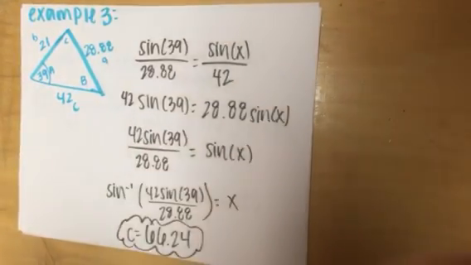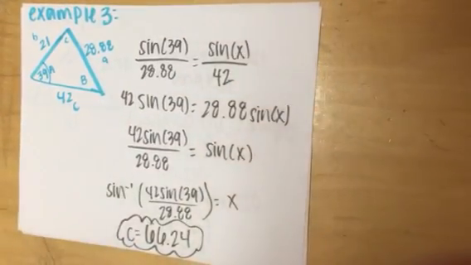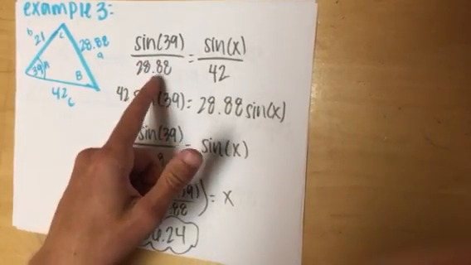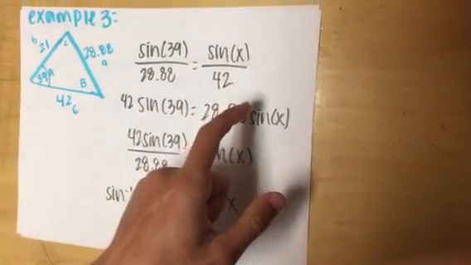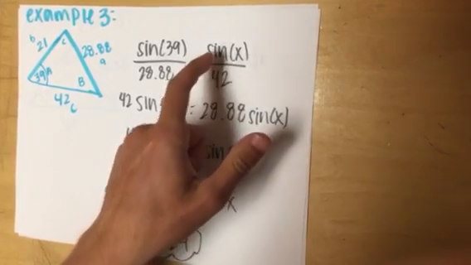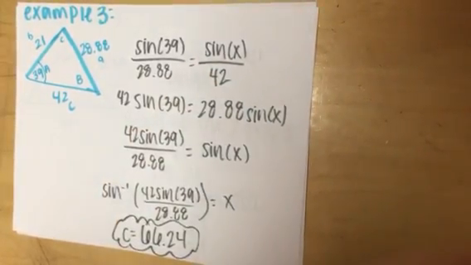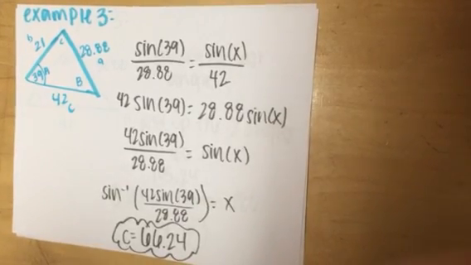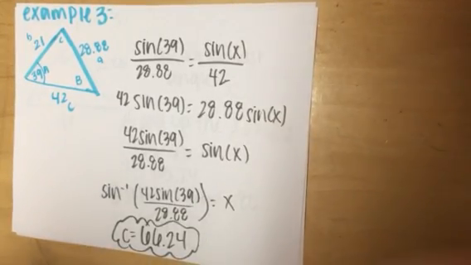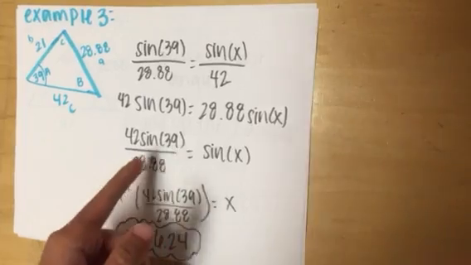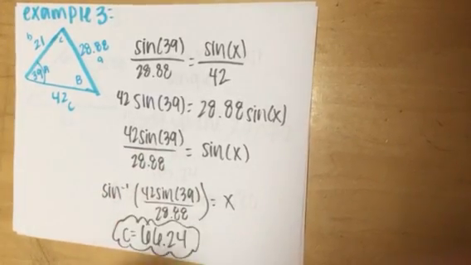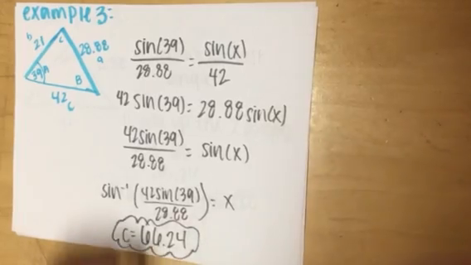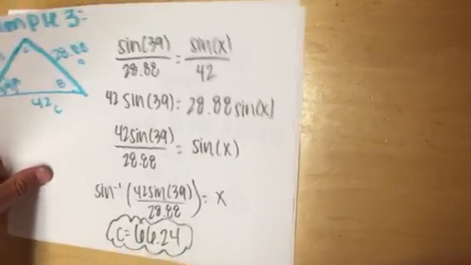Example 3 continued. We're going to use the law of sines. We're going to do angle A over side a equals angle C over side c. And we get 42 sine 39 equals 28.88 sine of x. 42 sine 39 over 28.88 equals sine of x. We're going to do the inverse of that, and we find x, and we find that C equals 66.24.